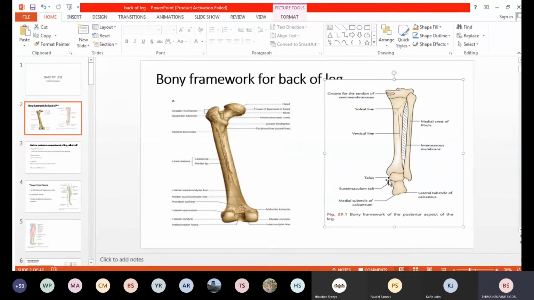And then the sustentaculum tali, you can see here. Later also we can discuss this one. You can see a horizontal shelf-like projection present in the calcaneum bone.